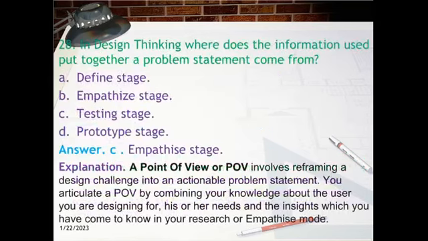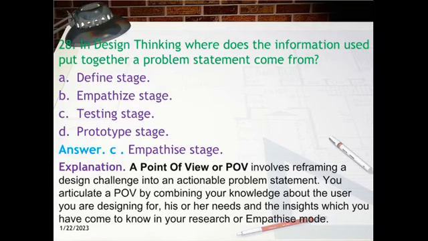28. In design thinking, where does the information used to put together a problem statement come from? Define stage. Empathize stage. Testing stage. Prototype stage. Answer: C. Empathize stage.